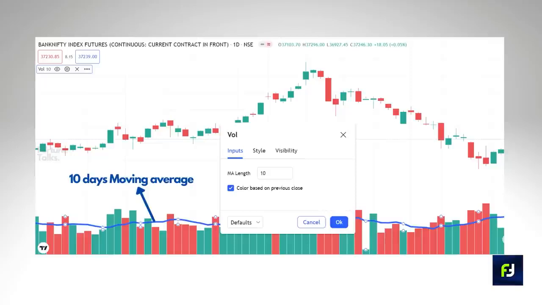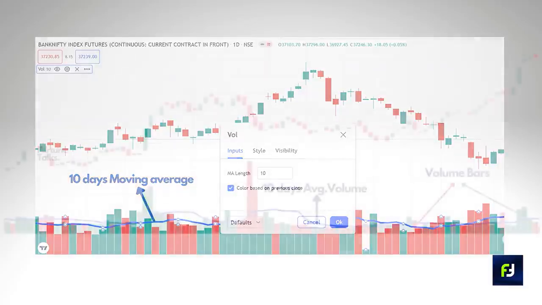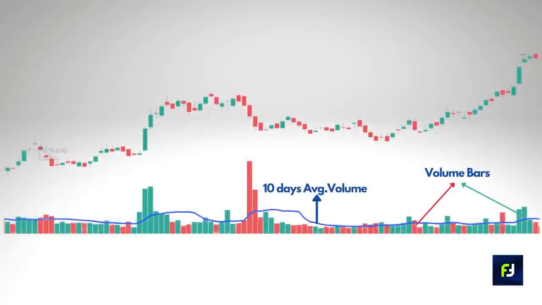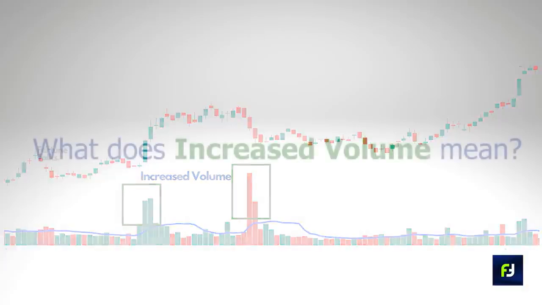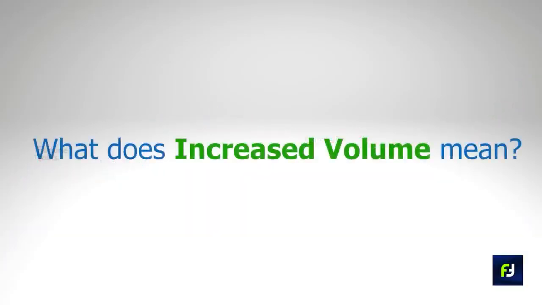So you don't have to calculate it by yourself every time. As you can see in this chart, the volume bars are represented as red and green bars and are placed at the bottom of the price chart. The blue line overlaid on the volume bars indicates the 10-day average volume. As you notice, all the volume bars that are over and above the 10-day average volume can be considered as increased volume. Now the question is, what does increased volume necessarily mean and why is it important?